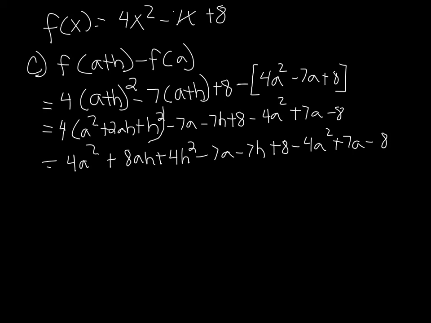And then you're going to go ahead and start combining your like terms here. So starting with the 4a squared, I notice that I have one here, and that'll cancel out with this one here. I have a minus 7a and a plus 7a. I have an 8 and a minus 8. So all of those are going to cancel out. So what you are left with then in the end is 4h squared plus 8ah minus 7h.